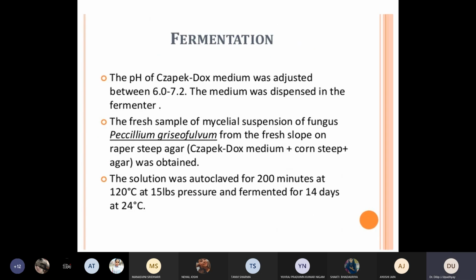So now fermentation, we are going to read it in detail. Somebody else from the class, please read this. This was the first process step. In fermentation, we discuss pH and temperature. So please read this.